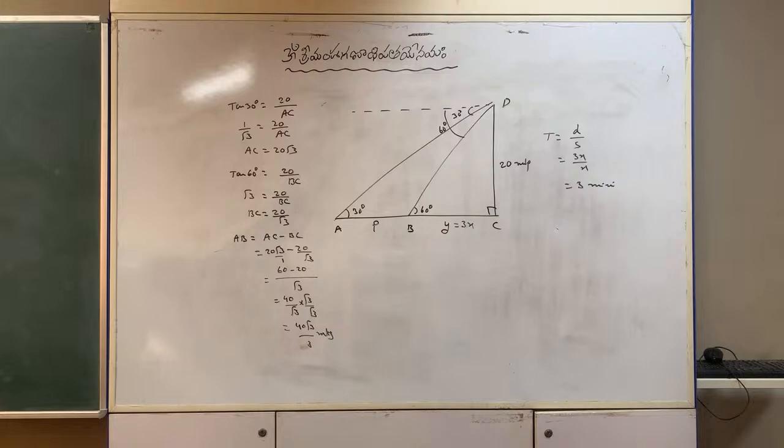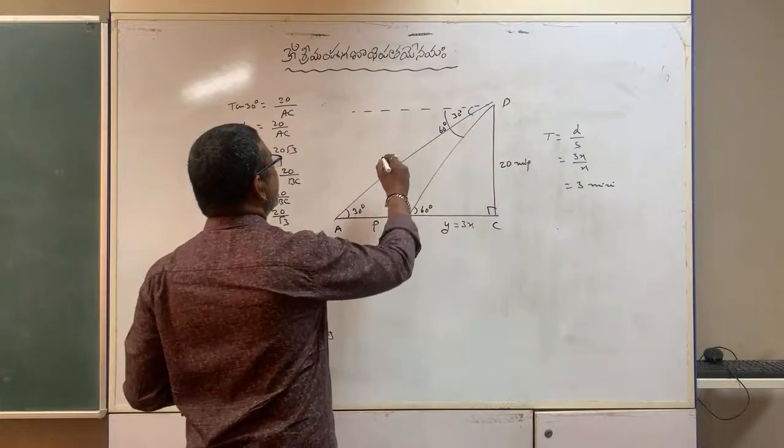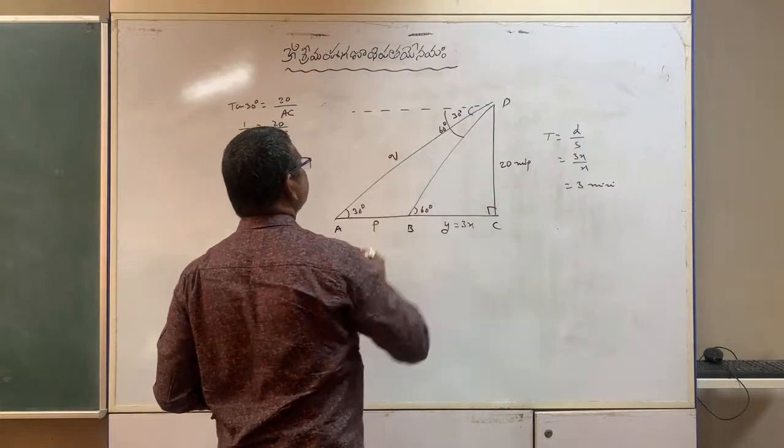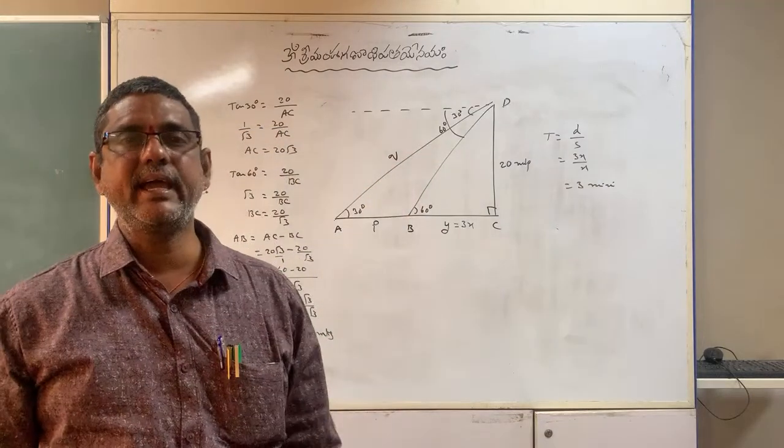Now, question number 2: if the height of the cliff is 20 meters, then find the distance between the observer and the boat when the angle of depression is 30. That means he is asking AD.